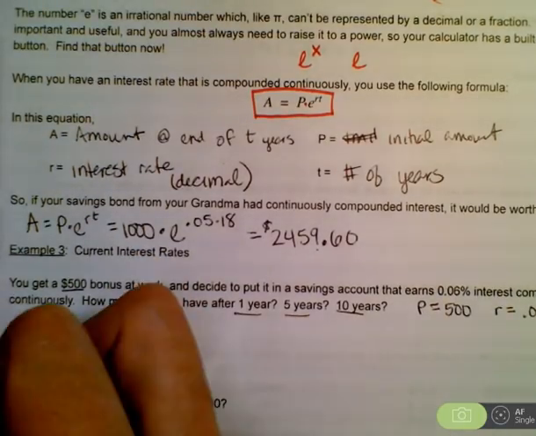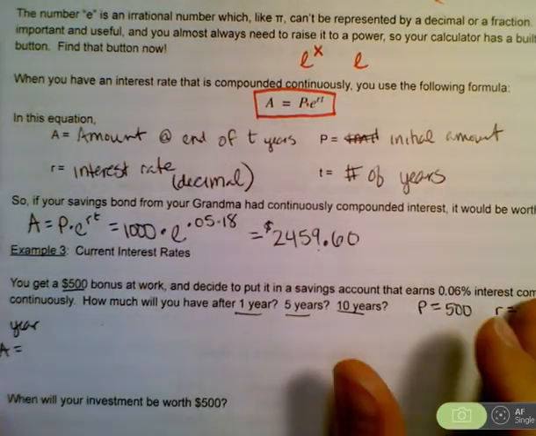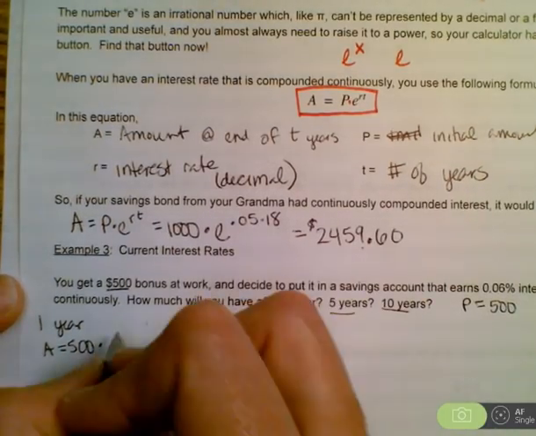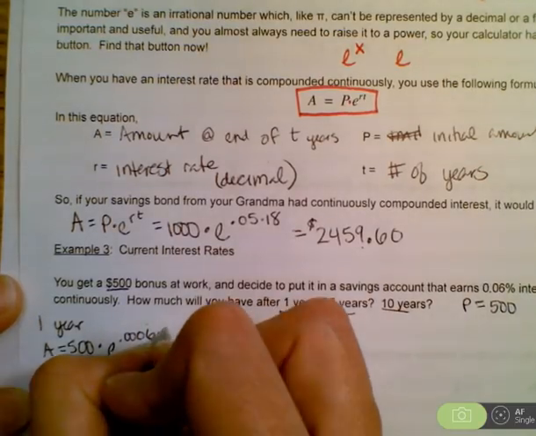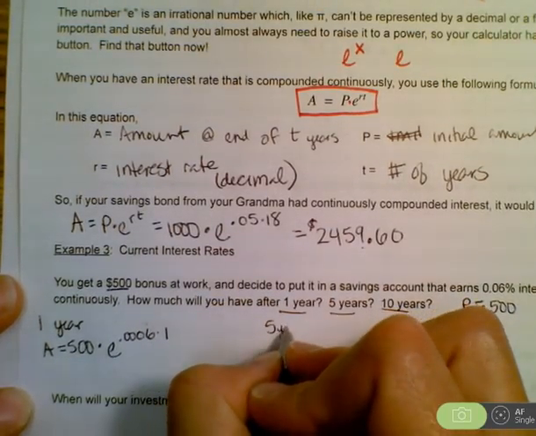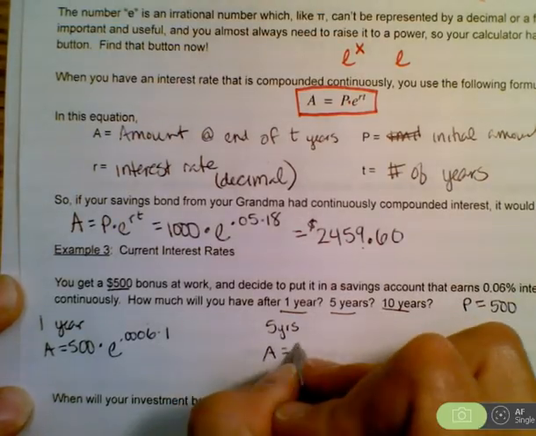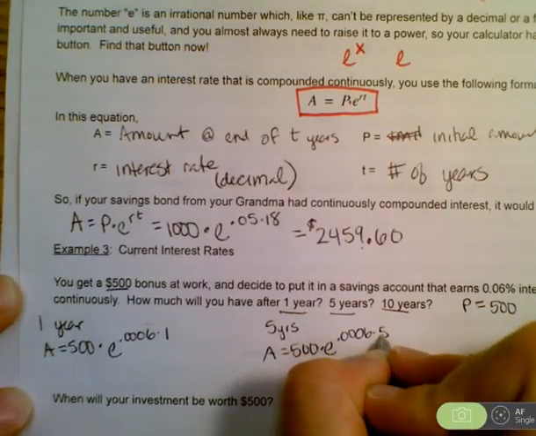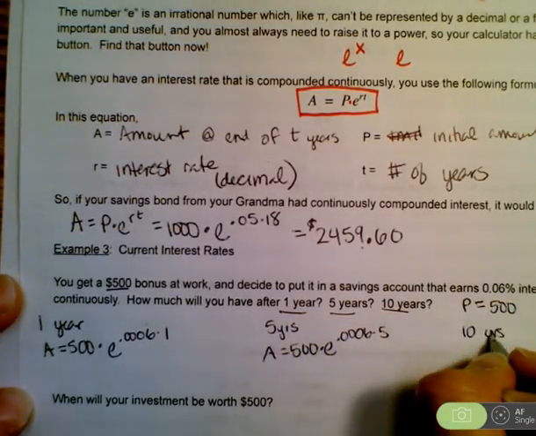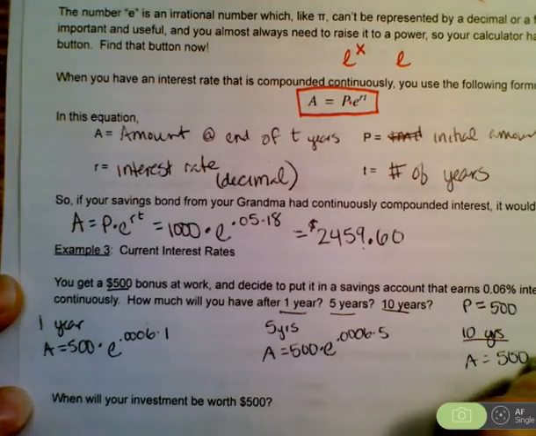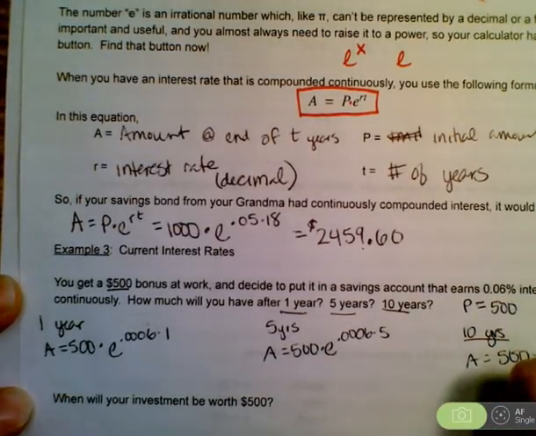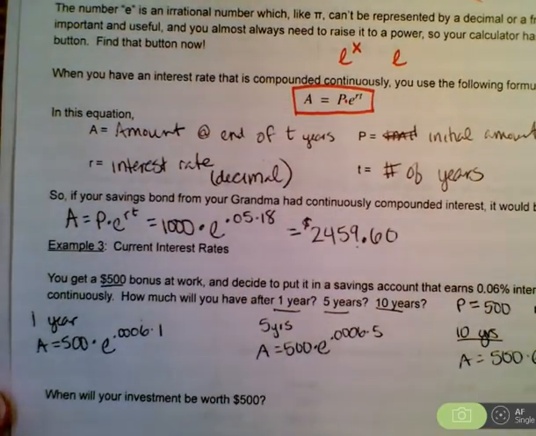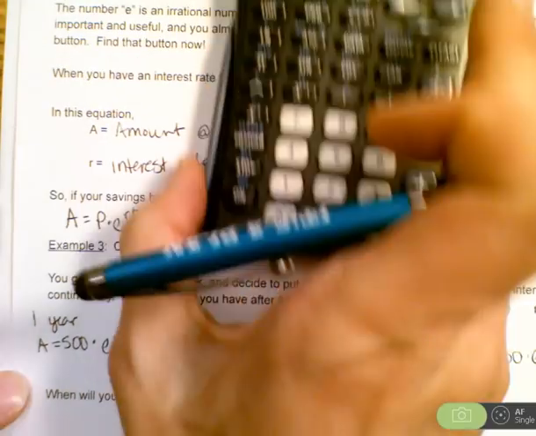So for 1 year, the amount equals 500 times e to the 0.0006 times 1. For 5 years, it would be 500 times e to the 0.0006 times 5. And for 10 years, it would be 500 times e to the 0.0006 times 10. You can't see them all at once, but that's okay. I'll show them to you in a second. So let's do those calculations.